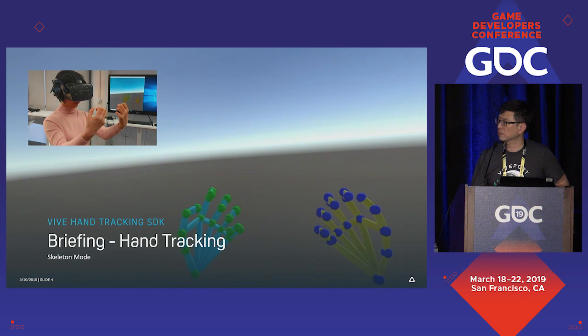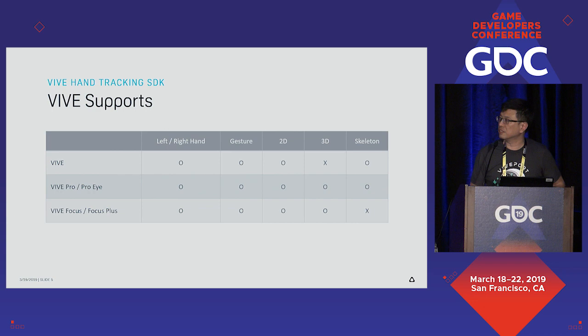Okay, hand tracking SDK supports all VIVE products. Left and the right hand gesture and the 2D point mode are supported on all products. The 3D point mode needs a dual camera, so it is not supported on VIVE. VIVE Pro and the Pro Eye support all the features. VIVE Focus and the Focus Plus support all except skeleton mode at this moment.